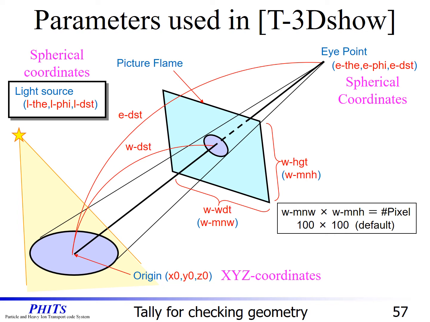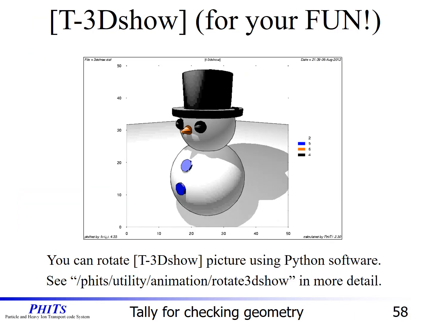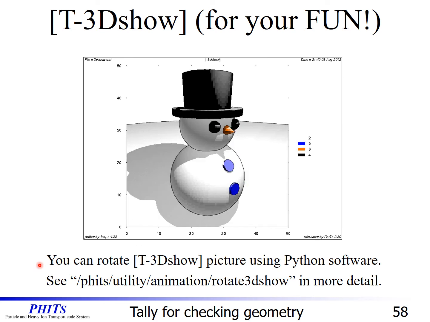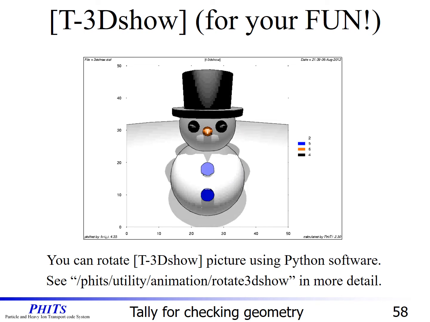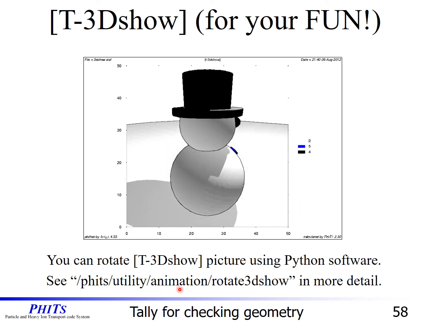It is difficult to make the figure you expected on the first try. So please adjust parameters, execute PHITS, and check the result repeatedly until the expected figure is obtained. You can make a GIF animation of rotating geometry obtained by 3D show tally using Python software. If you are interested in it, please see the folder of PHITS utility animation rotate 3D show.